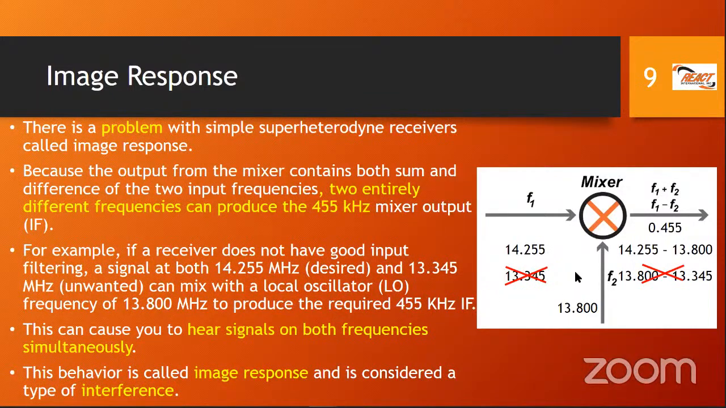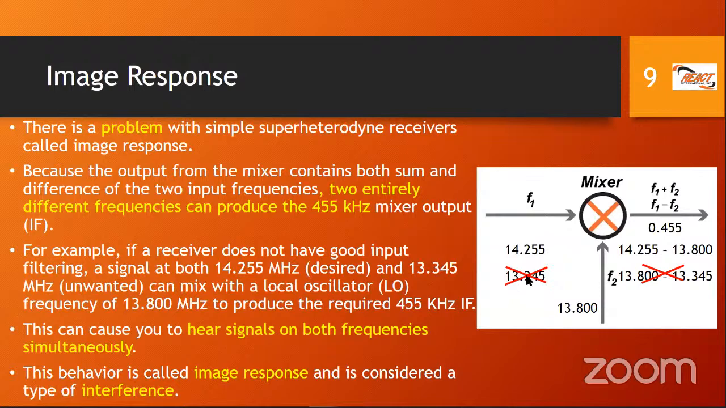Let's show how that is done. So we have our desired frequency here, 14.255. Franz is talking to us on that, and that is perfectly fine. If we have that frequency and we do a subtraction, 14.255, and the local oscillator is generating 13.800, if we subtract the two, 14.255 minus 13.800, we will end up with the correct 455. You can check that for yourself. Use your trusty calculator, subtract these two figures, and convince yourself that you end up with 455. That is what we're aiming for.